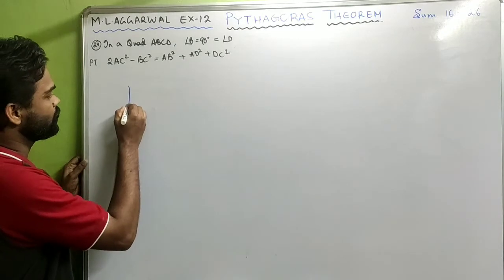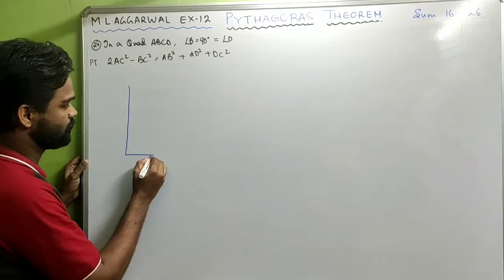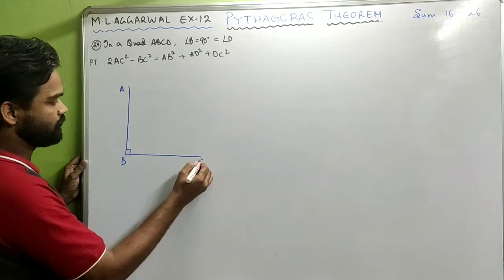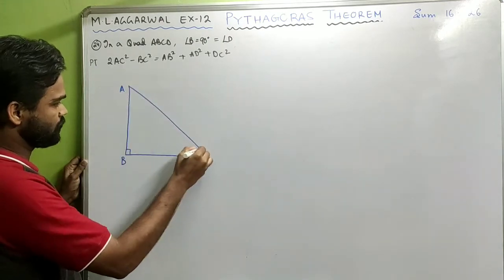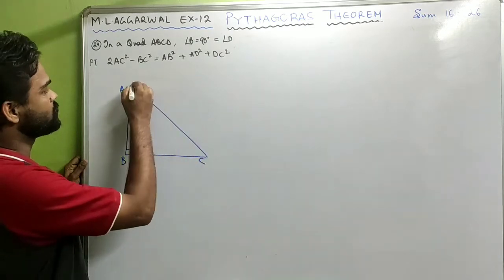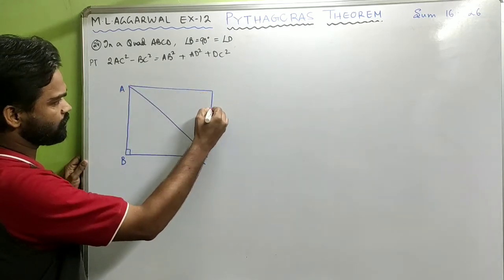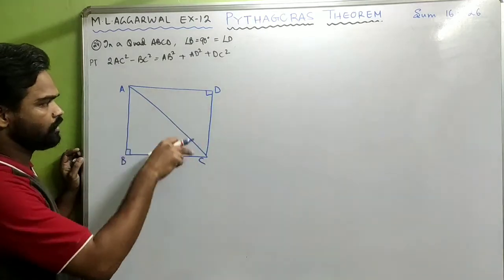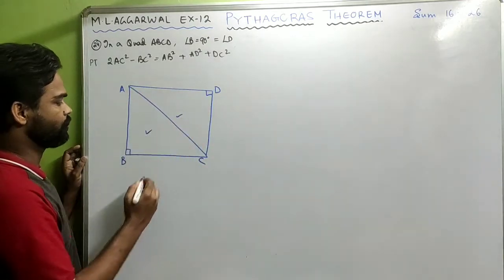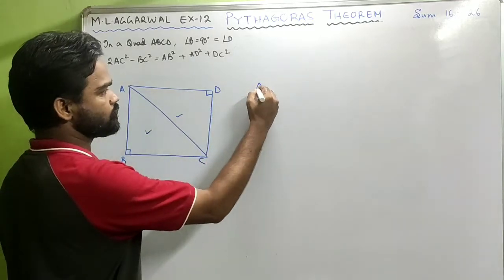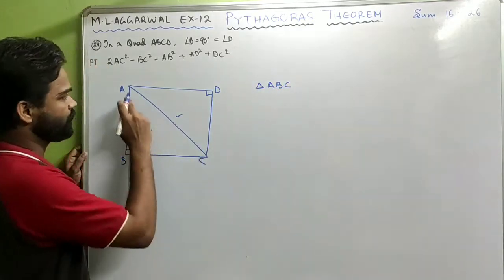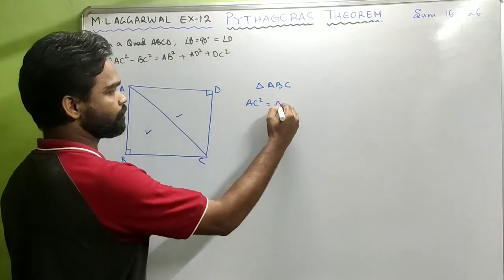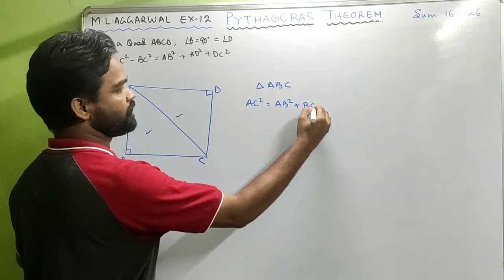See, I'll take this as your BA, BC, then D is, suppose I take something like this, and this is also 90. Clear? There are two right angle triangles. In triangle ABC, just look over here. In triangle ABC, AC square is equal to AB square plus BC square.